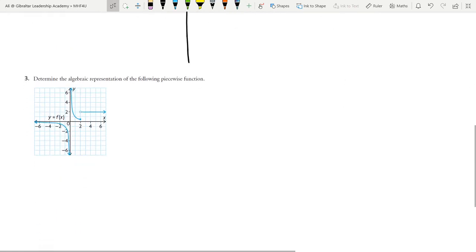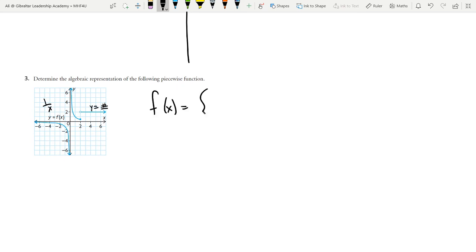And lastly, we're going to create an algebraic representation of the following piecewise function. I can see that there are 2 graphs. One is the 1 over x graph, and then there is a horizontal line, which is y equals a number. So let's look at the function that we have.